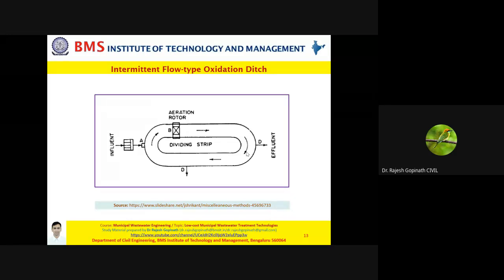In this image, what you're seeing, in the intermittent flow type oxidation ditch, we do not have a separate settling tank. Please note, we do not have a separate settling tank. That means there is a small violation from what I spoke to you in the beginning of this presentation, wherein I told you that the oxidation ditch would not behave as a settling basin. Yes, I'm again standing by the same fact. Definitely the oxidation ditch does not behave as a settling basin during the working time.